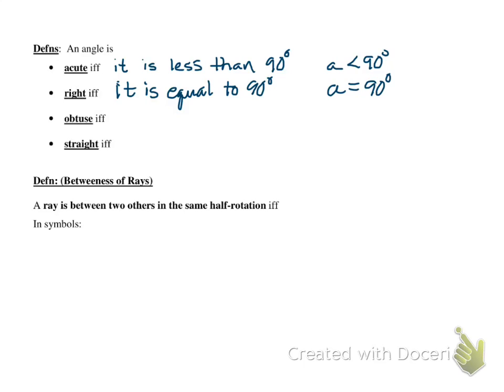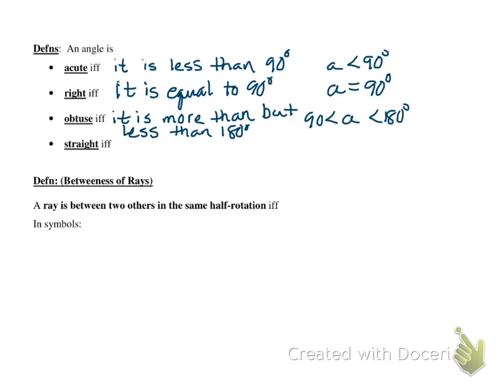It's obtuse if it is more than 90 but less than 180. So to write that as an inequality, your angle measure is between 90 and 180 degrees. That makes it an obtuse angle, and it's a straight angle if and only if it is 180 degrees. So its angle measure is 180 exactly. We call that a straight angle.